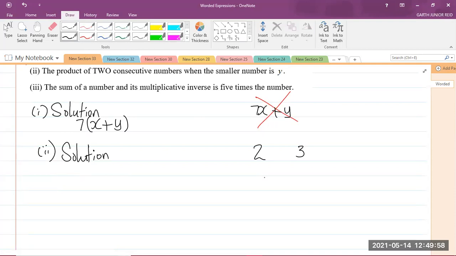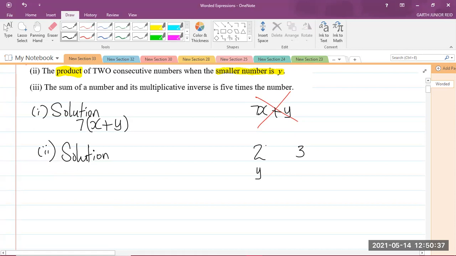So let us look at it now. It says the product of two consecutive numbers. Let me just highlight something here. The product of the two consecutive numbers when the smaller number is y. So let's take, for example, 2 and 3, which are consecutive numbers. The smaller number here will be 2, so 2 would be the y, because they said that the smaller number is y. Now what is the other term? The other term is 3.